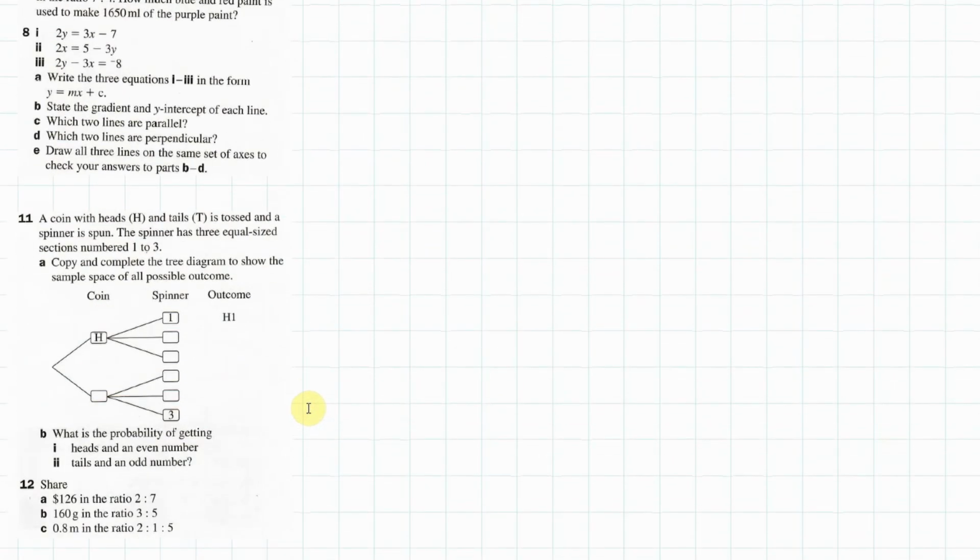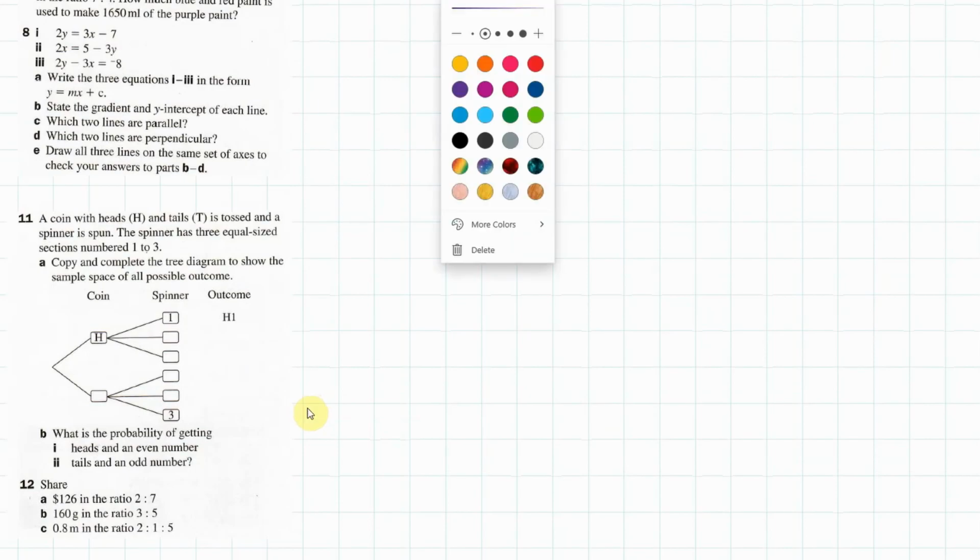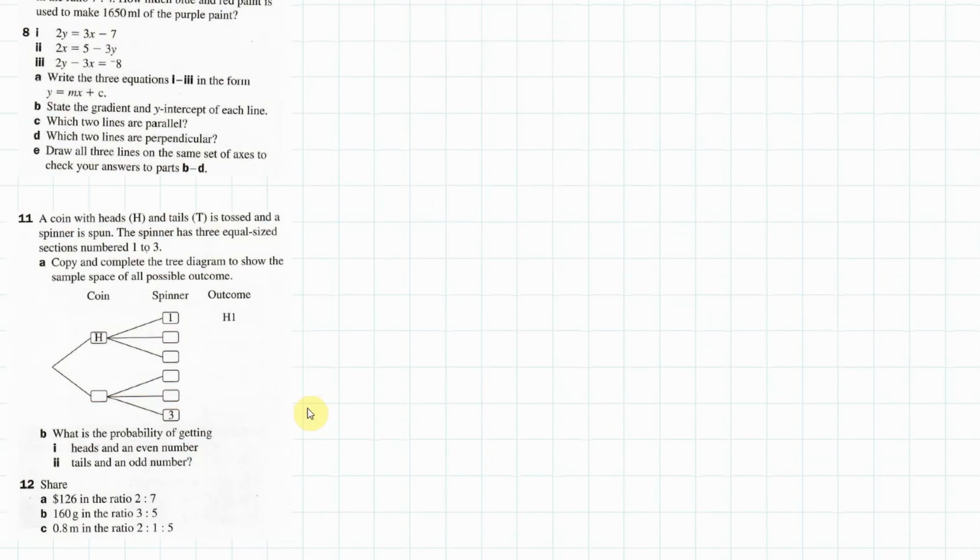Now for number 8, we've got some equations and we've got to state the gradient and intercept of each line, but we've got to rewrite them first. Well, I'm not going to do this for all. I'm just going to do the first one for you. No, I'll do the third one for you. I'm going to do 8, 3. Okay, and I'm going to do A for that.